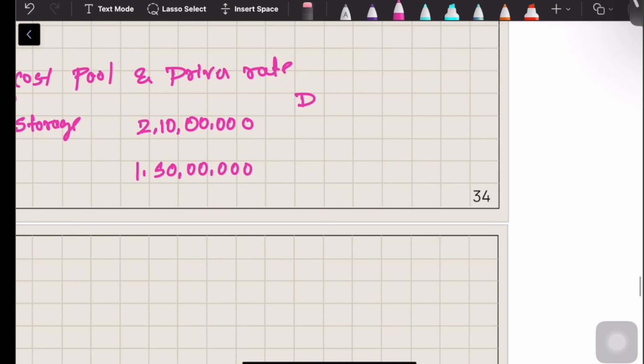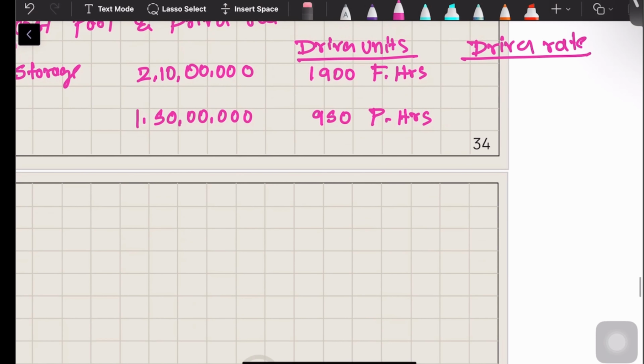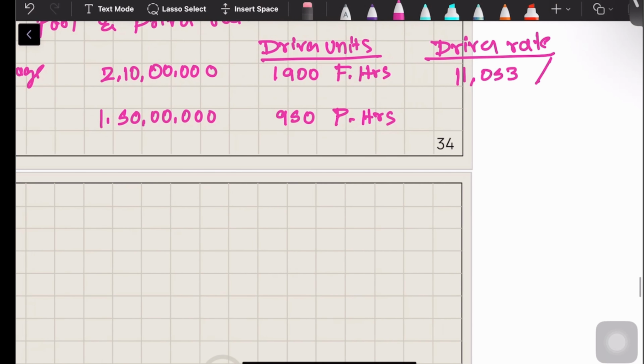Next we have to divide these by driver units. So driver units are directly given: 1900 fridge hours and 950 packing hours. When you divide column 2 by column 3, you will get the driver rate. So driver rate for fridge hours is 2.1 crore divided by 1900 fridge hours. This will be 11,053 per fridge hour.